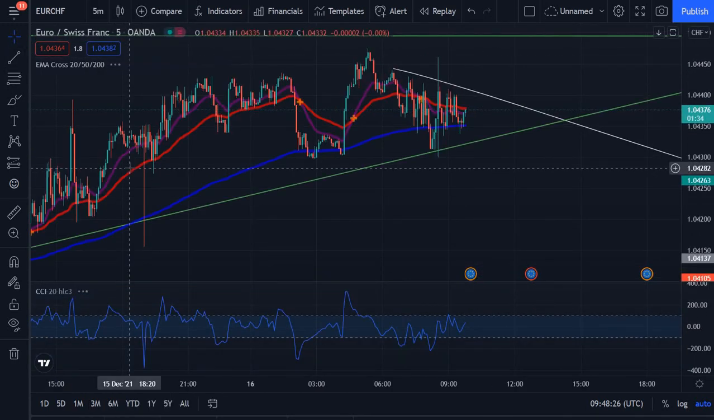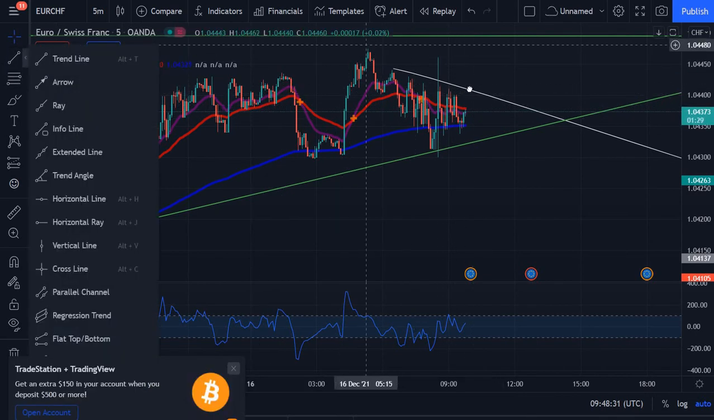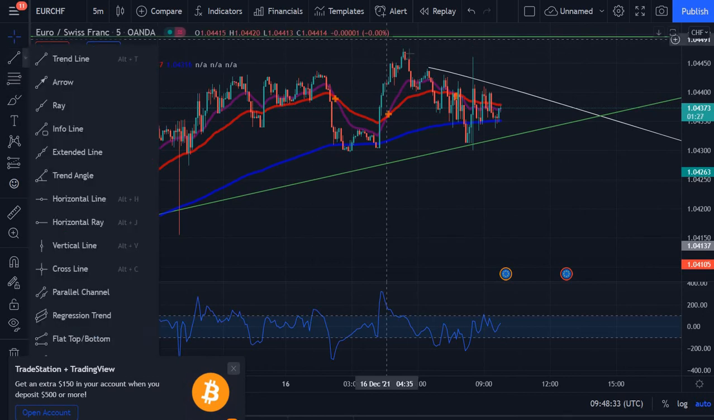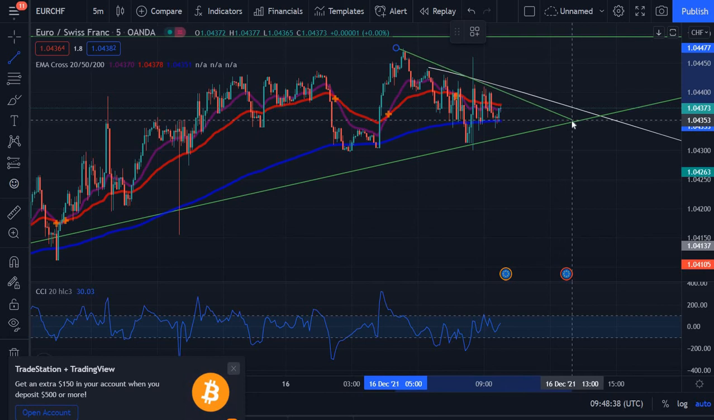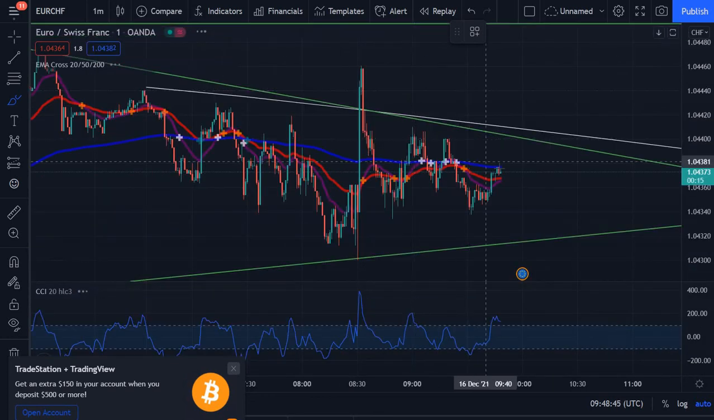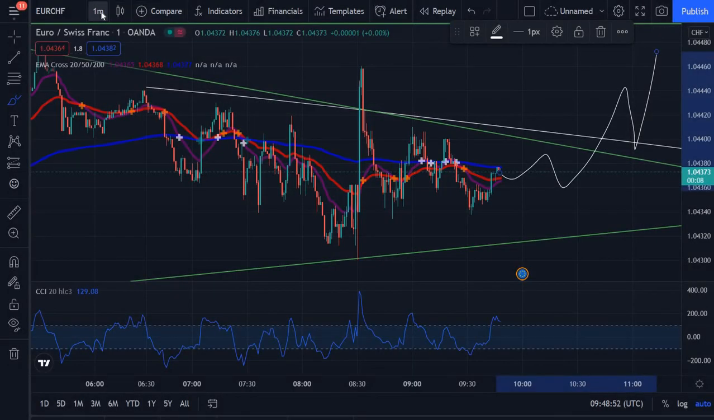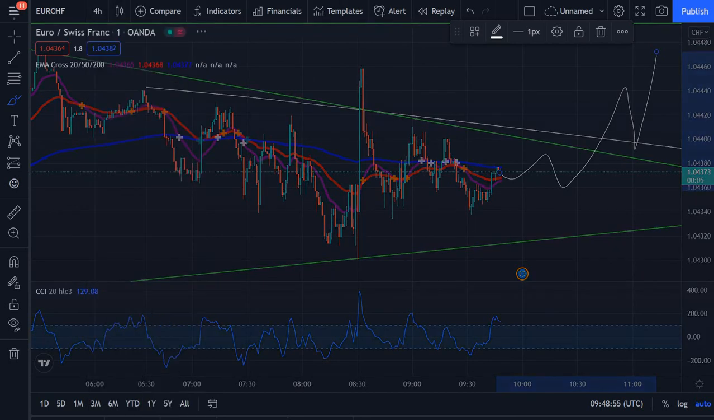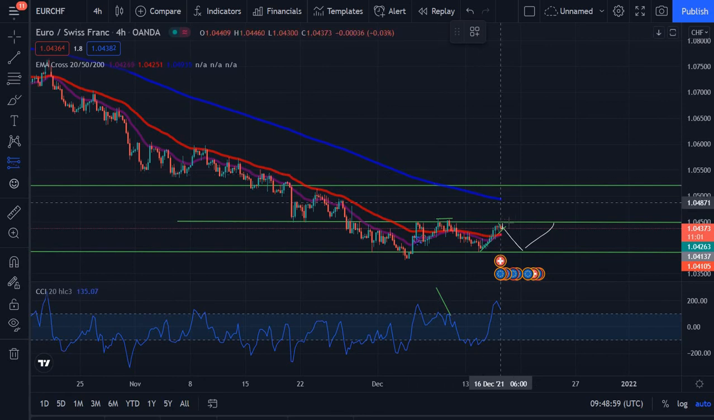Let's check the 5-minute chart as well. Probably trying to wait here for a breakout of this triangle here, somewhere along those lines here, which would look something like this, and then push higher. So if that were to happen, I would here look for a short at this area.